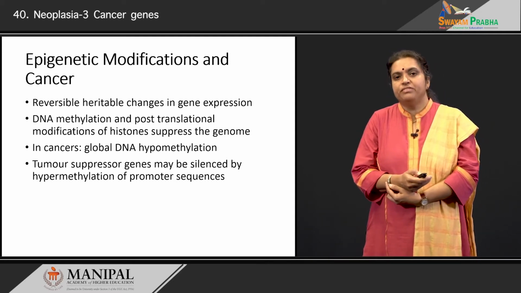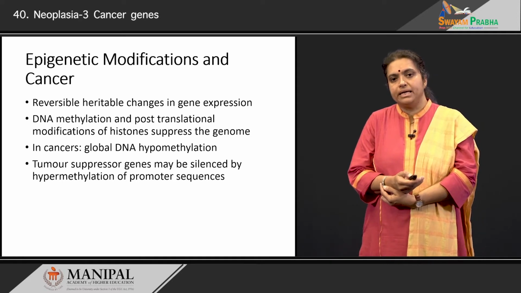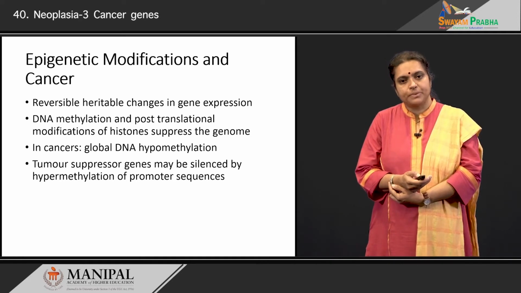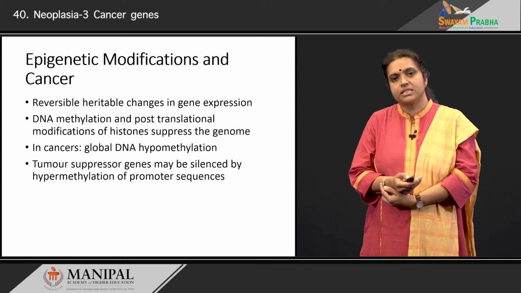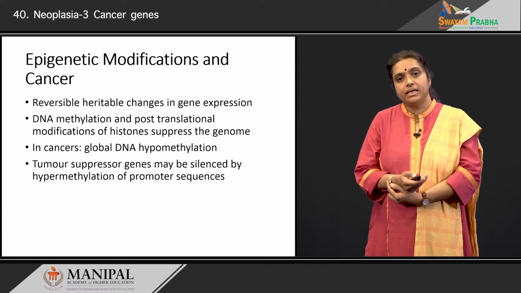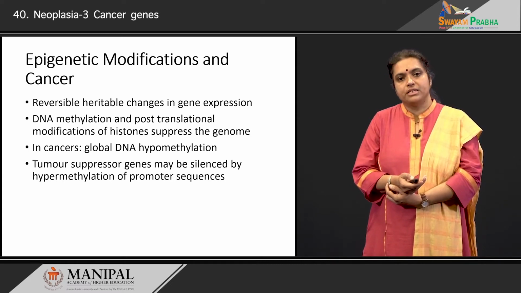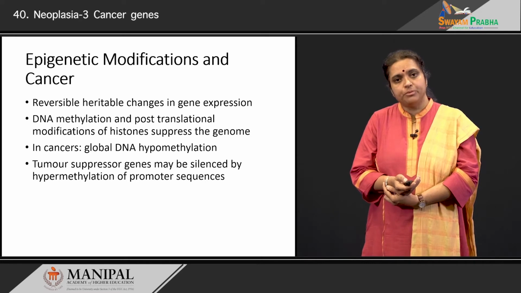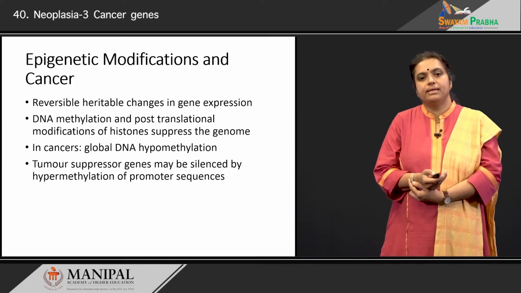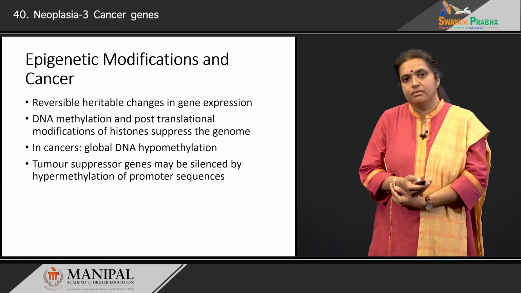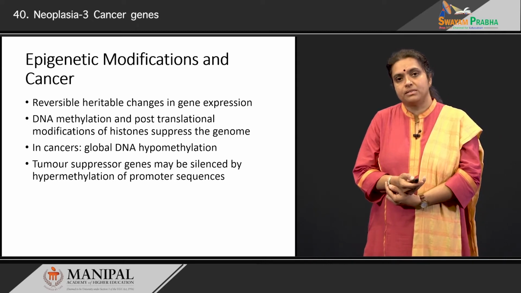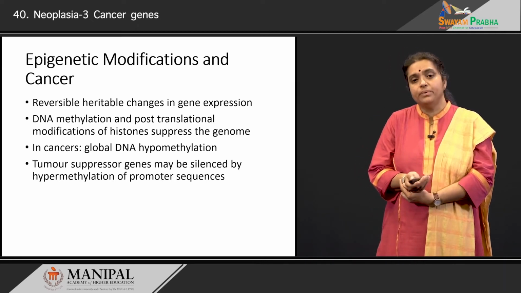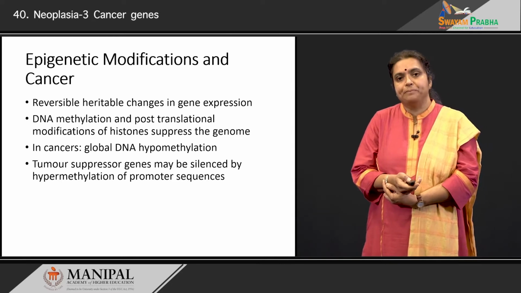So, epigenetic modifications are nothing but reversible heritable changes in gene expression, and these modifications are mainly due to either DNA methylation or post translational modifications of the histones. So, they can act either by global DNA hypomethylation or by silencing the promoter sequences of tumor suppressor genes. So, either way it can lead to cancer.